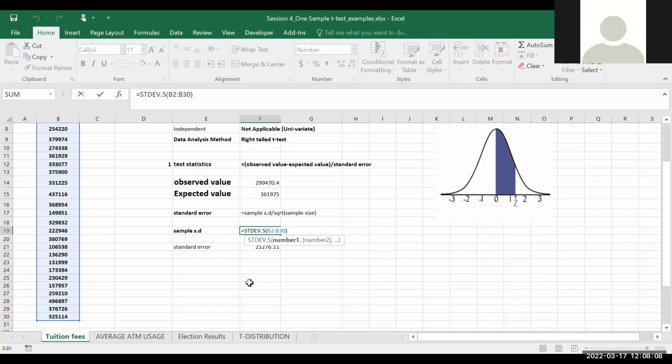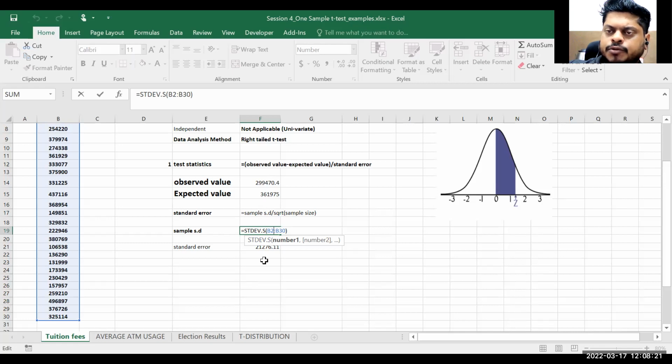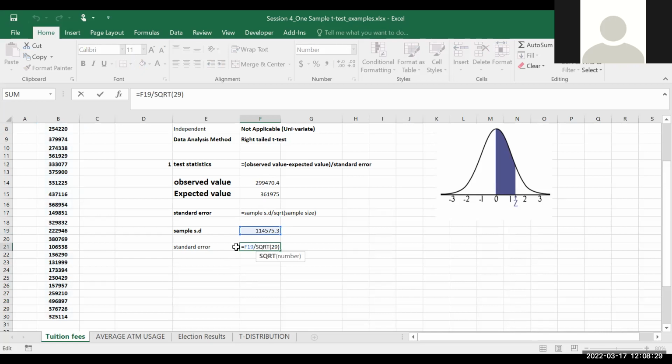No, sir, I was asking standard error, not standard deviation. Yes, so the formula is written here, right? Sample standard deviation divided by square root of sample size. So if you calculate standard deviation, you divide it by square root of sample size. That will give you the standard error. Okay, sir. So this is the formula.